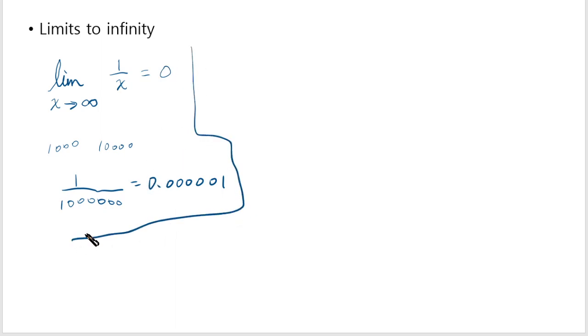A slightly more involved example would be when you have top and bottom as polynomials. x going to infinity, and say 3x squared minus 5x plus 7 over 2x squared plus x minus 1. Now, in this case, you've seen something similar to this in pre-calculus when you were taught how to find the horizontal asymptote, right? The rule that you learned in pre-calculus is to divide by the highest power of the denominator, right?